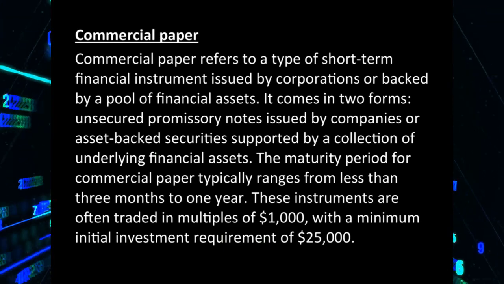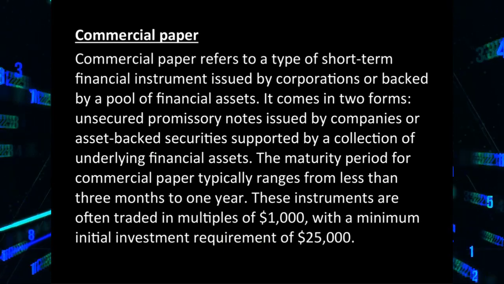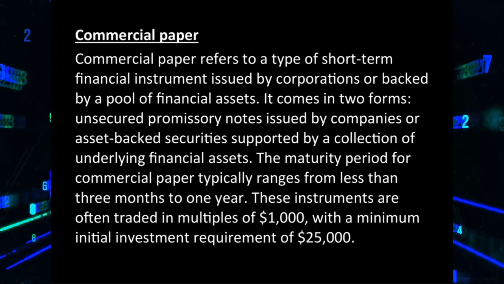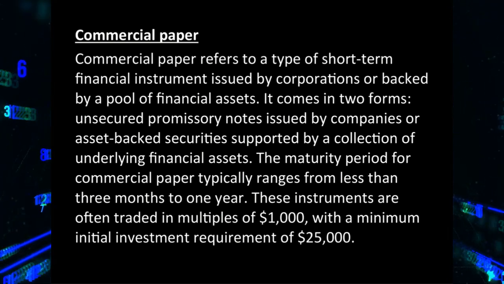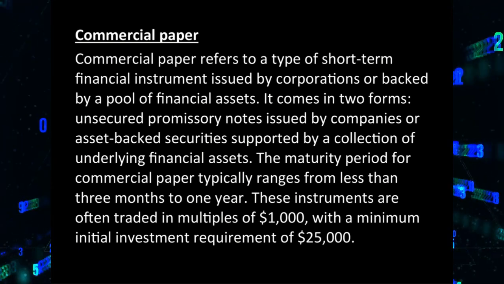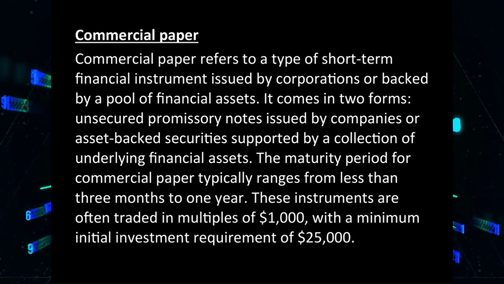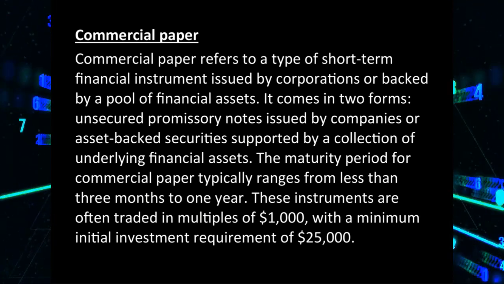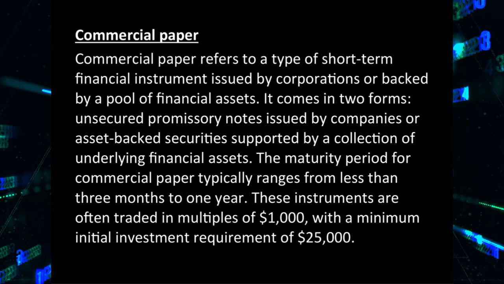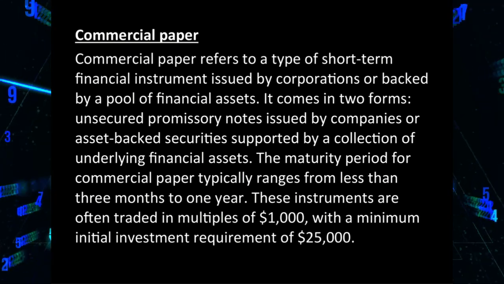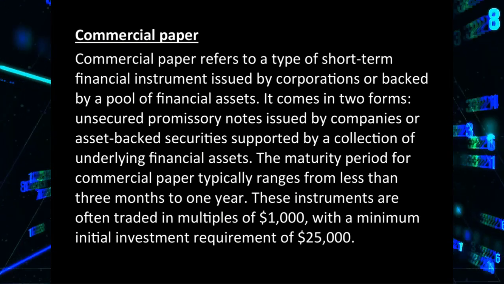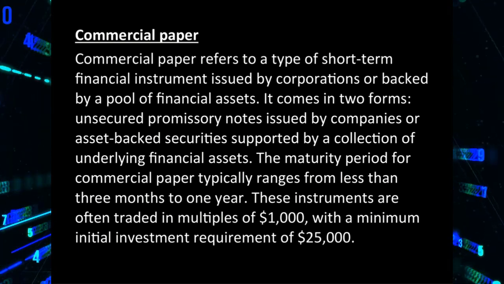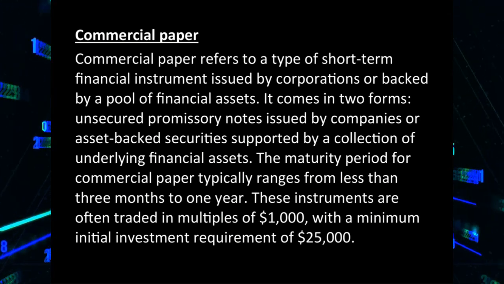Commercial paper. Commercial paper refers to a type of short-term financial instrument issued by corporations or backed by a pool of financial assets. It comes in two forms: unsecured promissory notes issued by companies or asset-backed securities supported by a collection of underlying financial assets. The maturity period for commercial paper typically ranges from less than 3 months to 1 year.